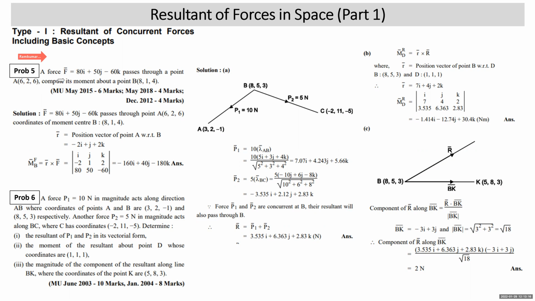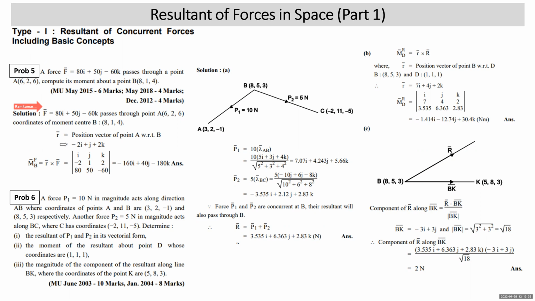This time the force is directly given to you. You do not have to write the force in vector form. The force of which the moment is required is already given to you in vectorial form. So it is relatively simple. F bar is 80i plus 50j minus 60k. It passes through point A. Coordinates of the moment center are also given as 8, 1.